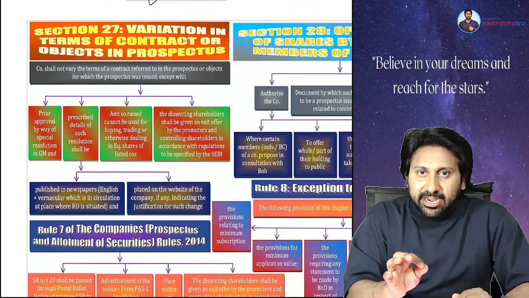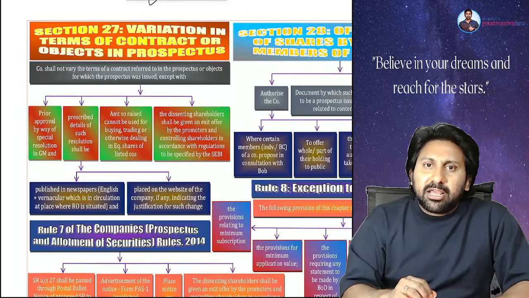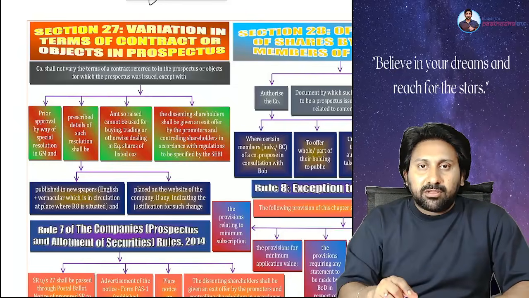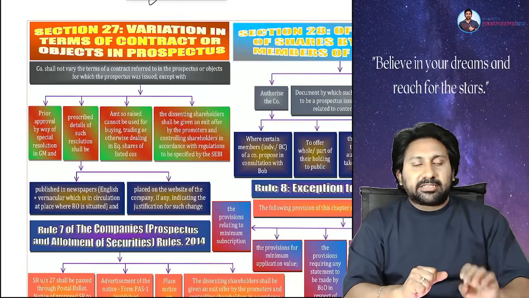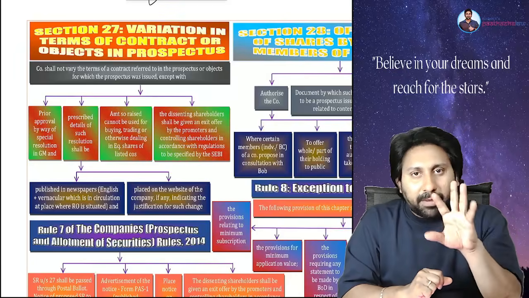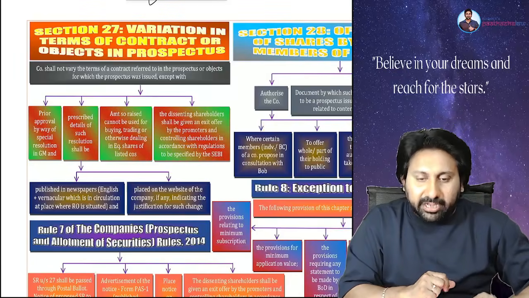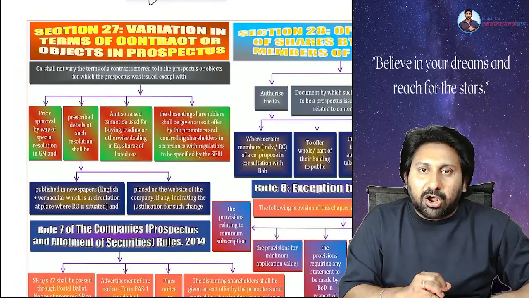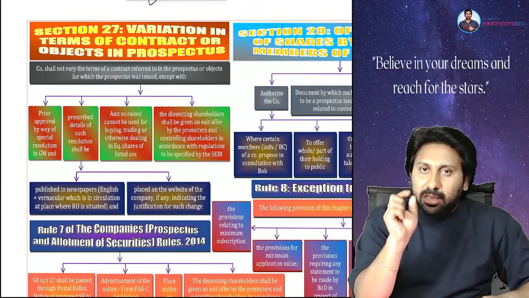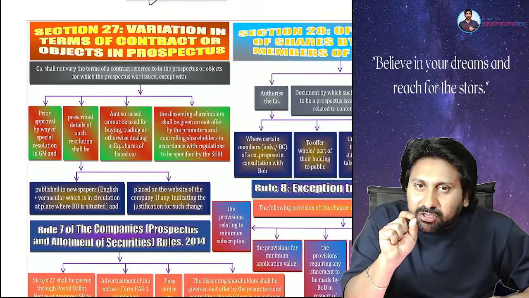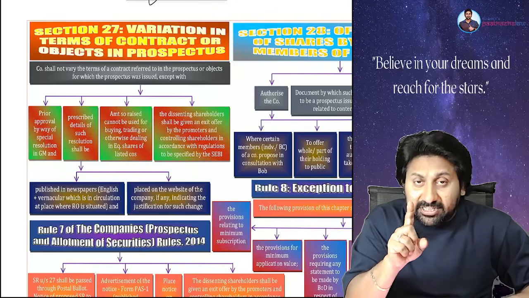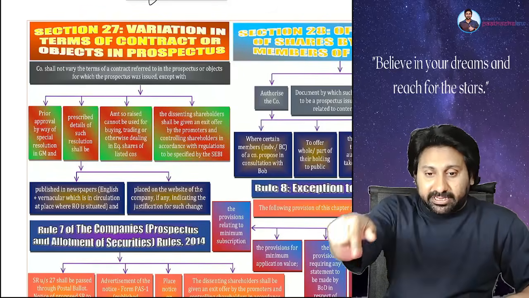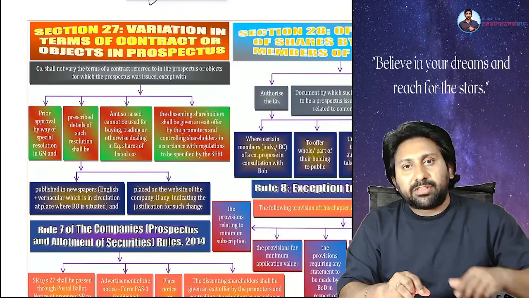The answer is, it is subjective. It means you can't say valid or not valid. So how to understand this? See, whose money have you taken? Public money you have taken. Ask them directly whether they can change the objects or not. So listen, we are not changing the objects of the memorandum. We are changing the objects stated in the prospectus. Are you with me, everyone?